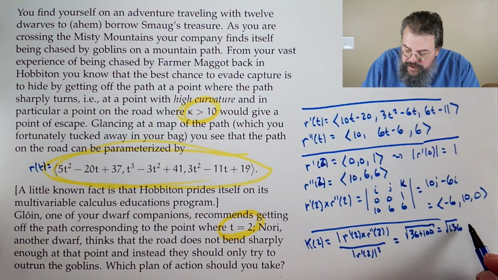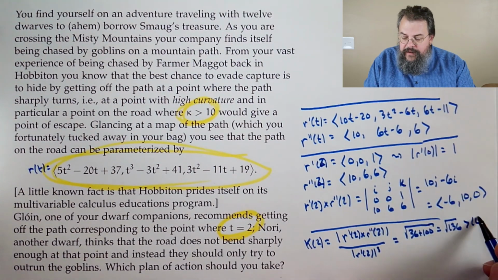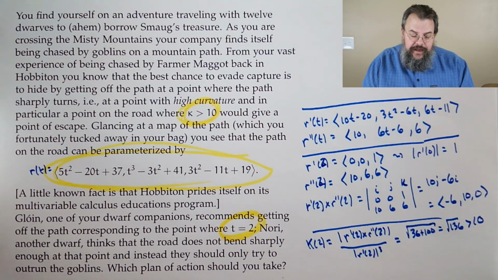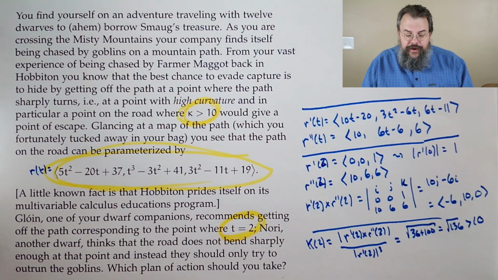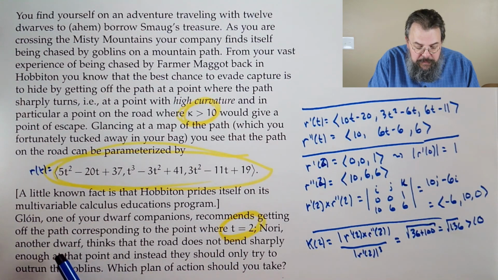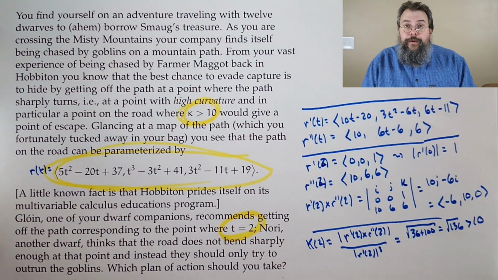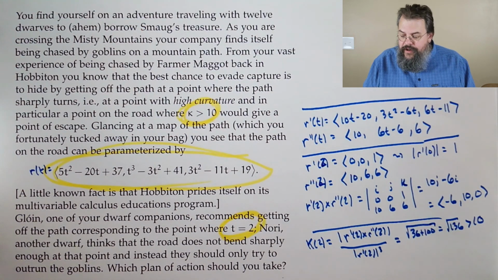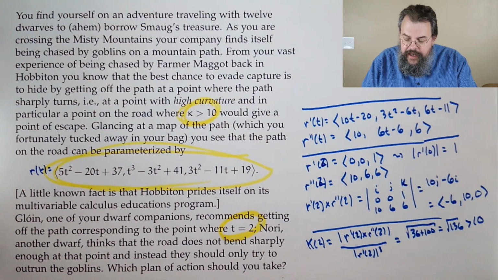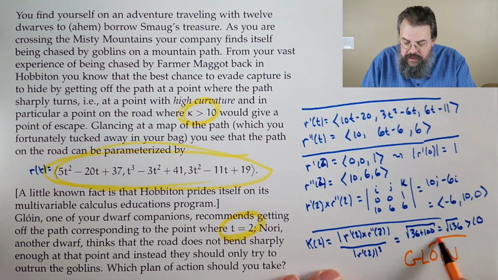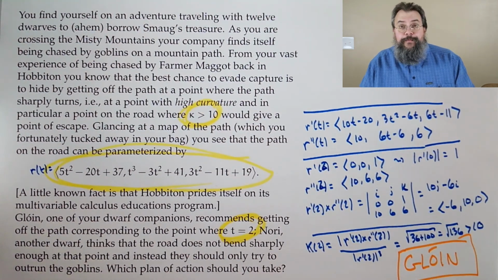And so we say, perfect. This is bigger than 10. So it means that at that point, time equals 2, it's turning pretty well. In fact, there's a good chunk of turning here. So that means that we do have a nice turn. Now let's figure out. So Gloin, he said we should get off the path, and Nori said we should keep going. Well, because it has that high curvature, that's a point of escape. So our answer, whose plan of action should we take, is we should go with Gloin. Gloin will get us off and help us escape from danger.